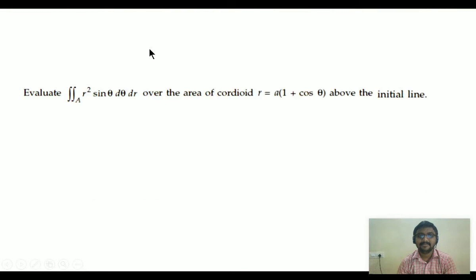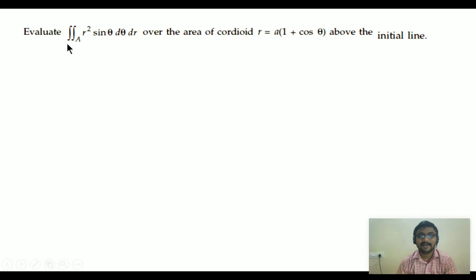Another problem. Evaluate the double integral of r square sine theta d theta dr over the area of the cardioid r equal to a into 1 plus cos theta above the initial line. So here the problem is related to polar coordinates, and the given curve is a polar curve, that is r equal to a into 1 plus cos theta. We have to find out the area above the initial line.